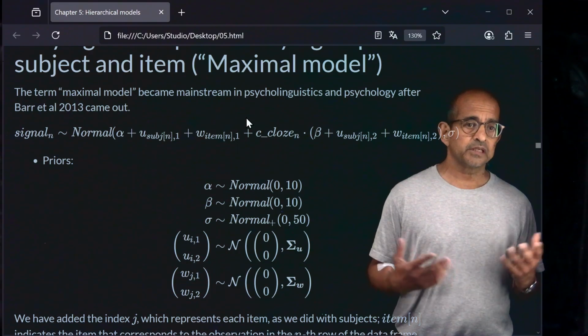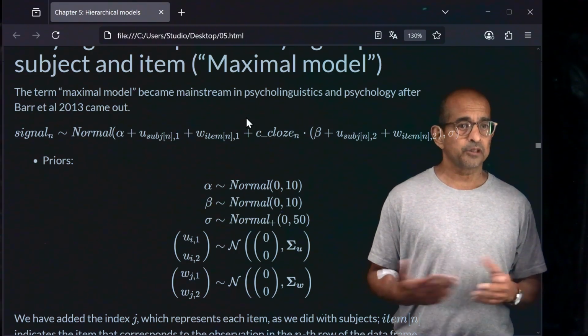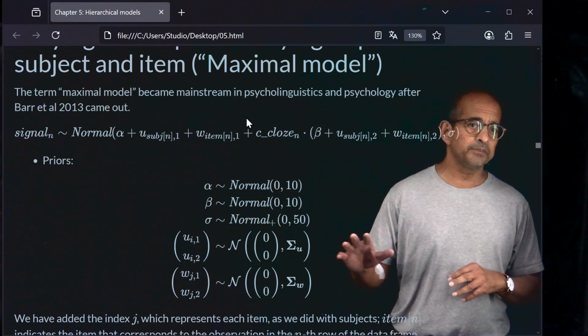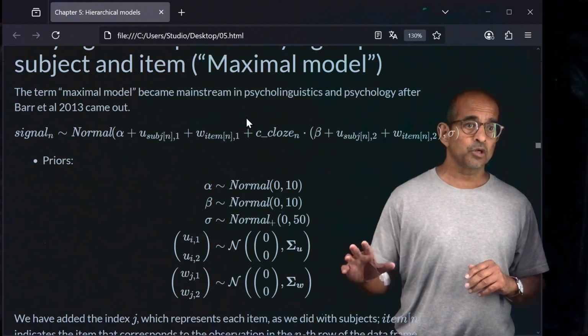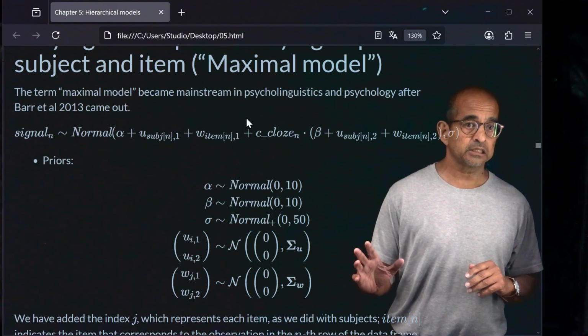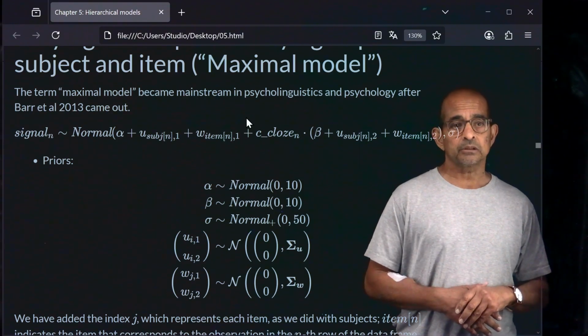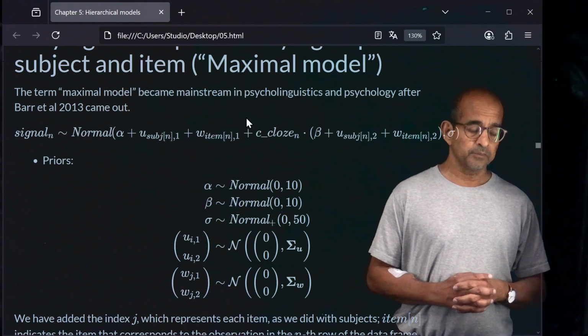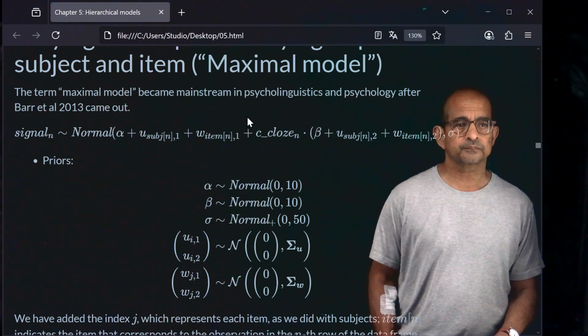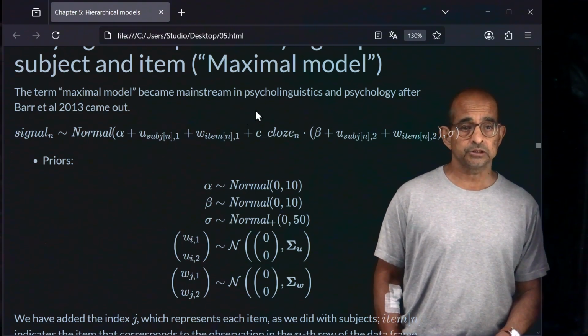In the frequentist framework, you may not be able to do that because of convergence problems. In the Bayesian framework, you will almost always be able to do this because of the regularizing function of the priors in the model. So that's a very big advantage of the Bayesian approach.